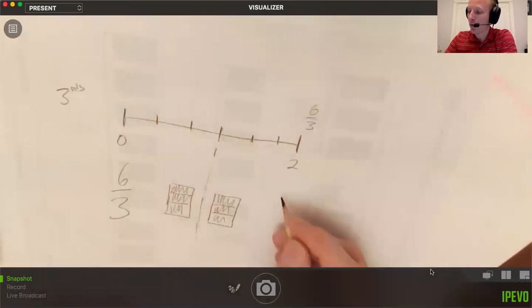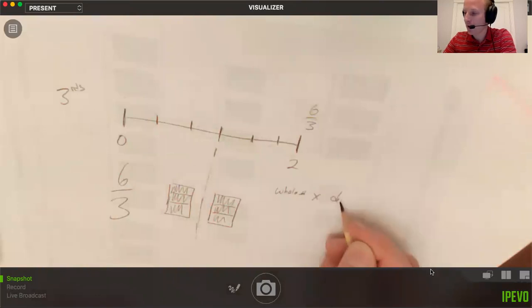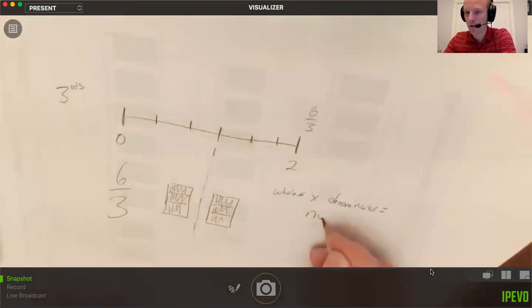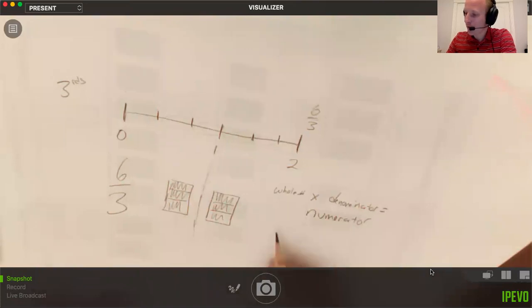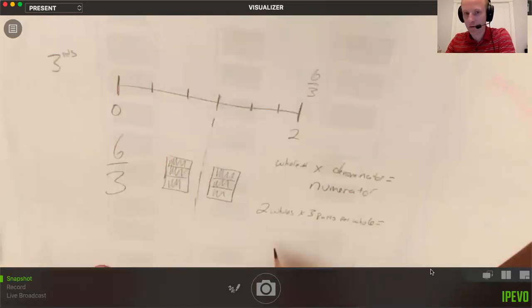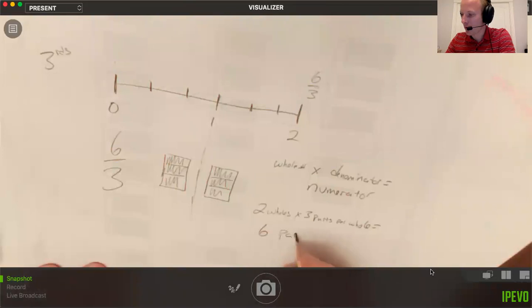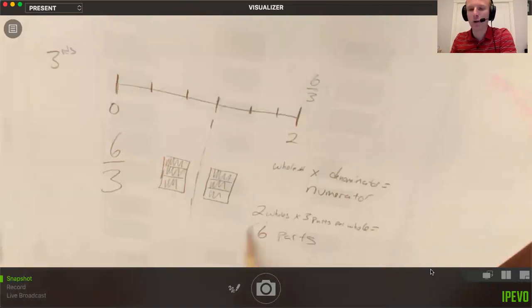And you also can do whole number times denominator equals numerator. We've talked a lot about that. So 2 wholes times 3 parts per whole equals 6 parts. All right, so we can figure out the numerator that way too, if we didn't, say we didn't know it, for example.